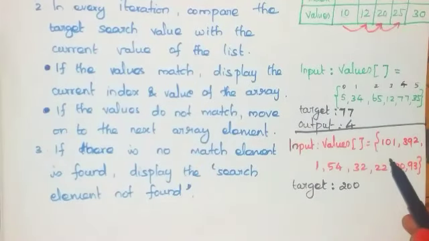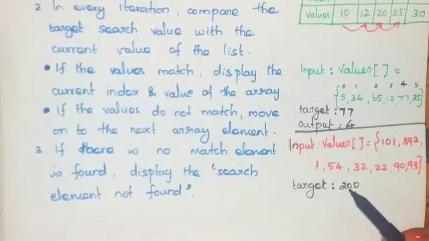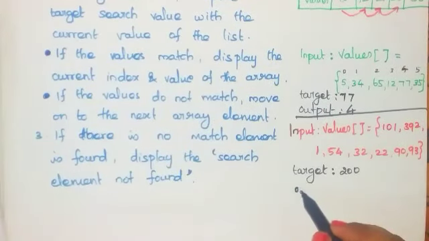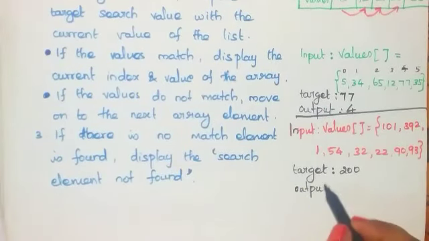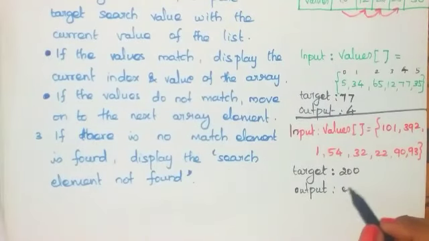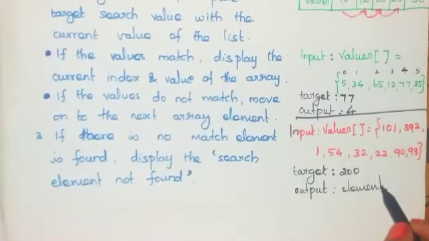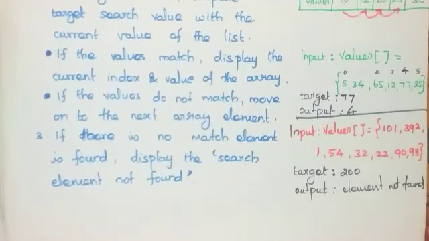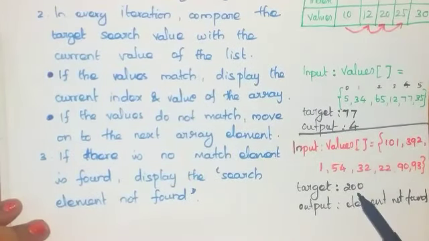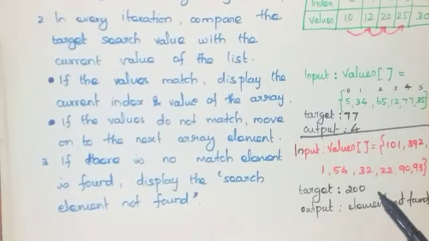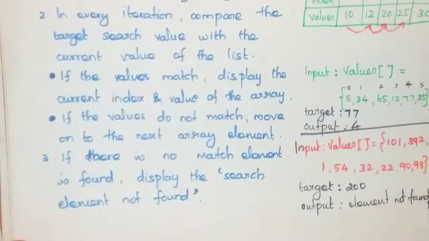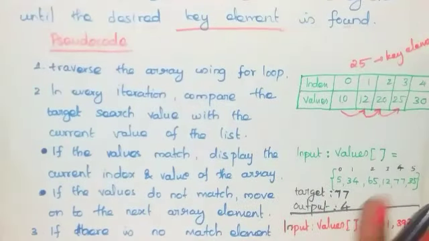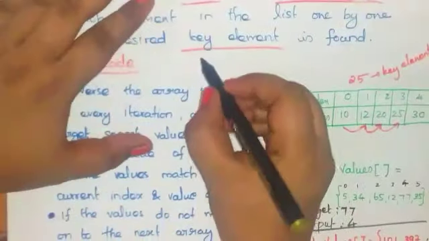So none of the elements match the search element, the key element. So what is the output of this code? Output is element not found. There are no elements matched with the target value, so the element is not found in the list. This is the output. So here you have two cases.